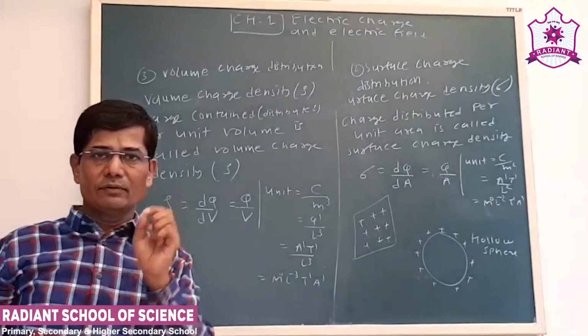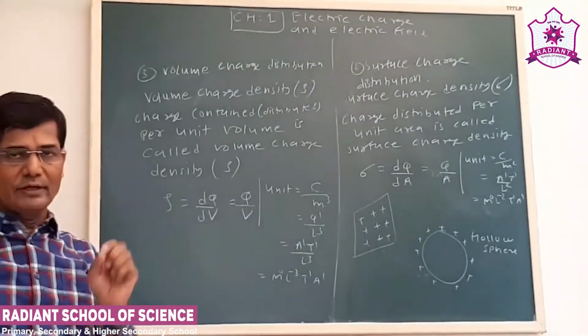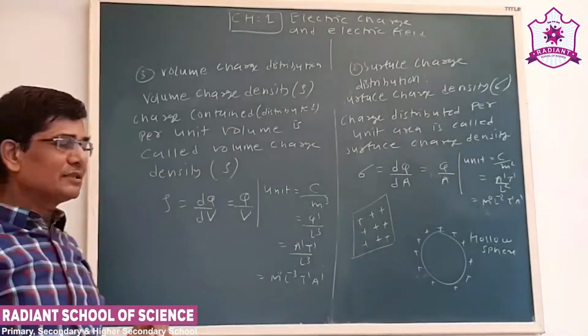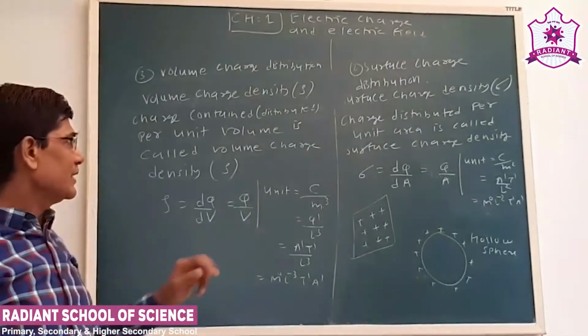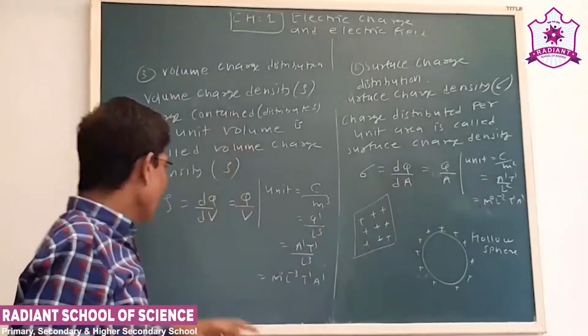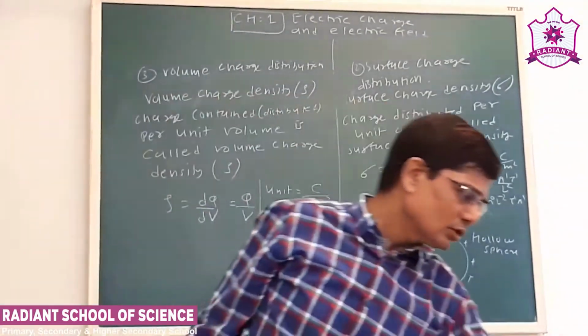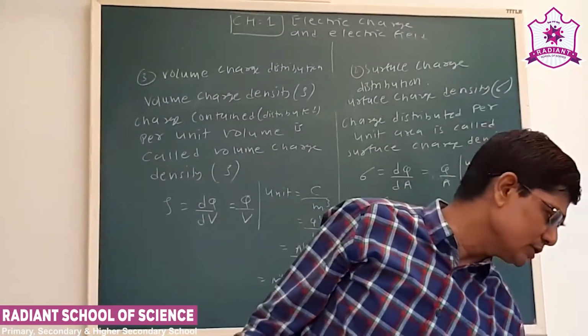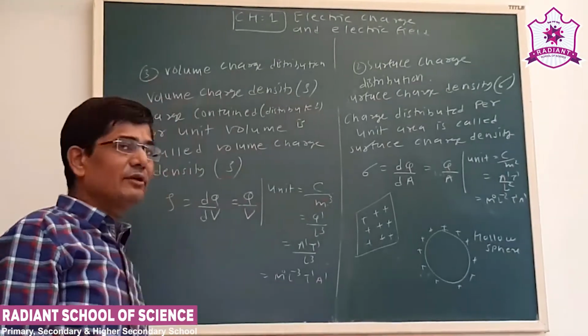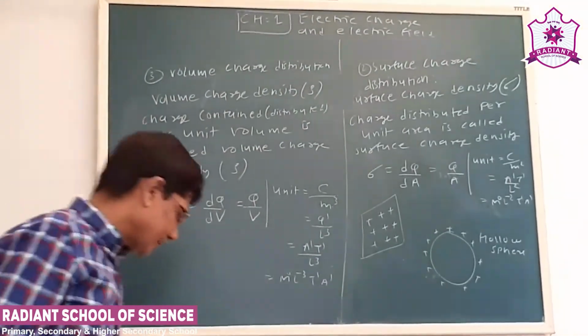First we talked about linear charge distribution or linear charge density lambda, that is charge per unit length. Surface charge density is charge per unit area, and the volume charge density is charge per unit volume. So this is about the continuous distribution of charge. Now next we have to see the concept of electric flux.